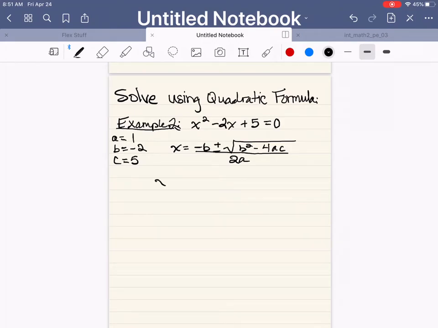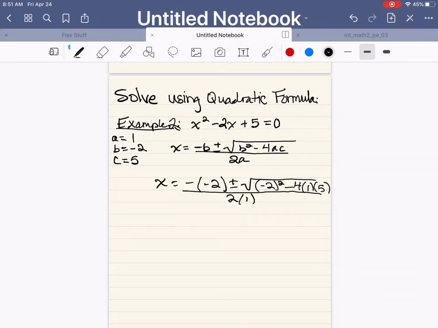So we have x equals negative parenthesis, b is negative 2, plus or minus the radical, and then we have b again squared. Remember to put it in parentheses. B is negative 2 squared minus 4, a is 1 in parentheses, and c is 5. Then it's all over 2 times a, and a is 1.